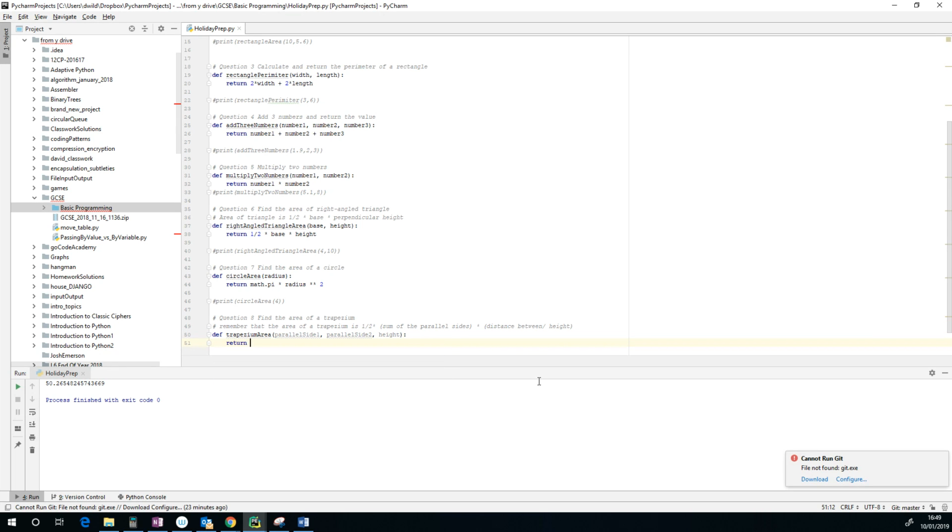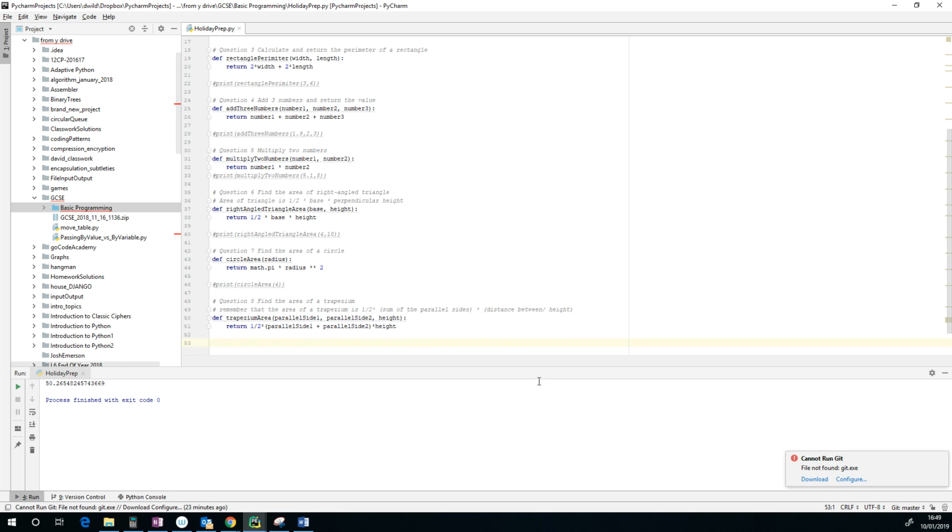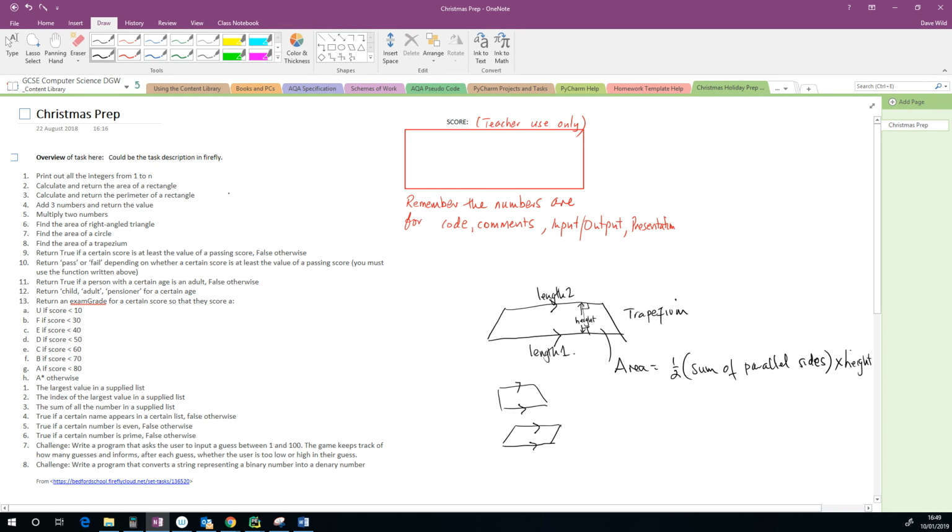And we're going to return half times the sum of the parallel sides, that's parallel side 1 plus parallel side 2, and we're going to multiply that by this height. So let's see if we can test that. Print trapezium area of, let's say one has a length of 4, the other 5, and the distance between them is 2. In our diagram, this length here is 5, this length here was 4, and this height here was 2.